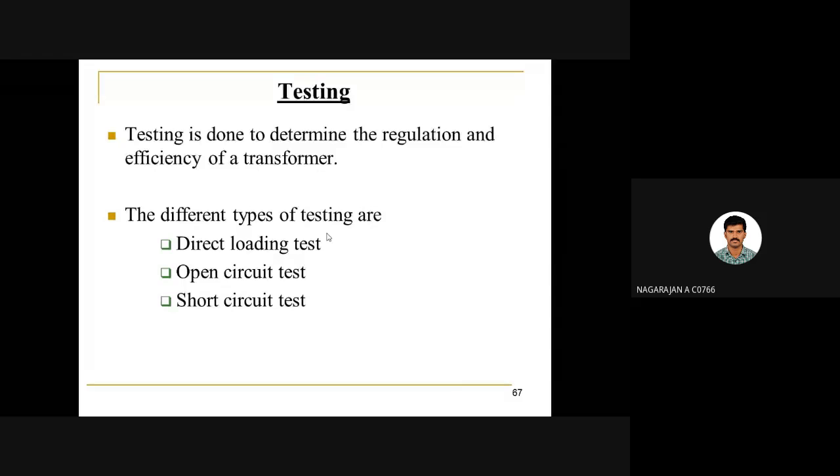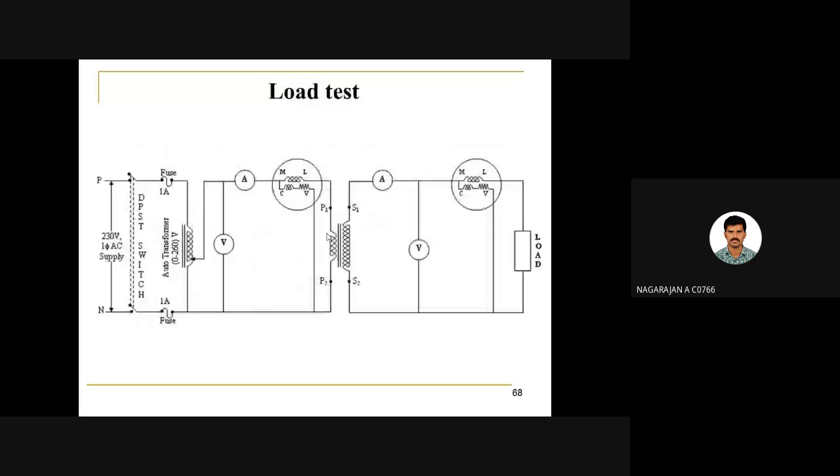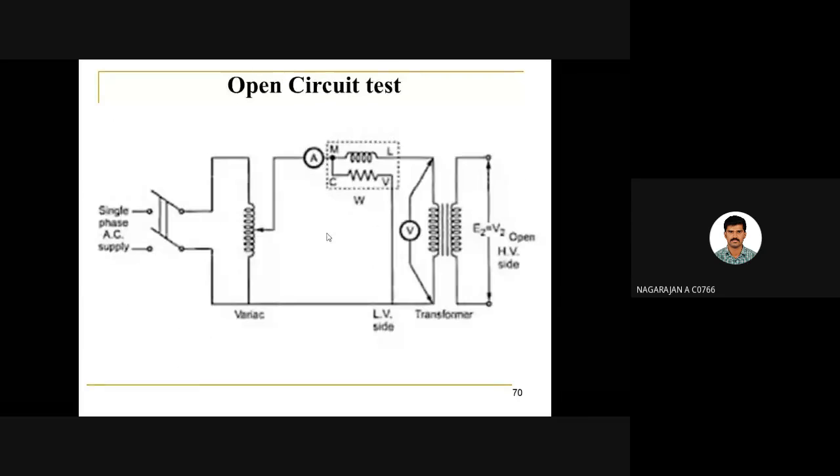At that time, the copper losses are very minimal compared to the core loss. The entire power which we are applying is utilized for magnetizing the core, which is magnetic power, so completely a core loss component. So under open circuit condition, we are measuring the core loss of a transformer.